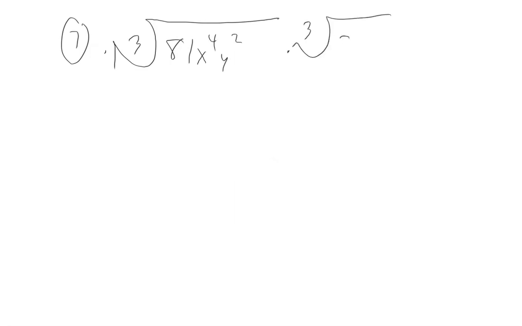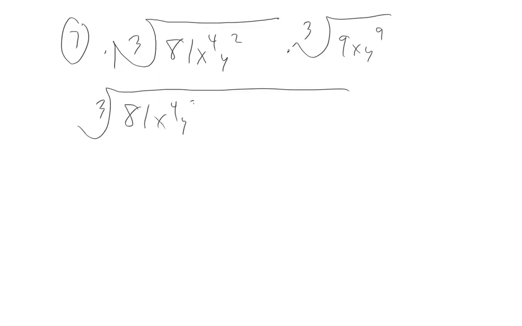Problem 7 says cube root of 81x to the 4th y to the 2nd times cube root of 9x y to the power of 9. So when they're in the cube root, you can join them all together because both of them have a cube root around them and they're multiplied. So you can join them together into one long cube root: 81x to the 4th y squared times 9xy to the 9th.